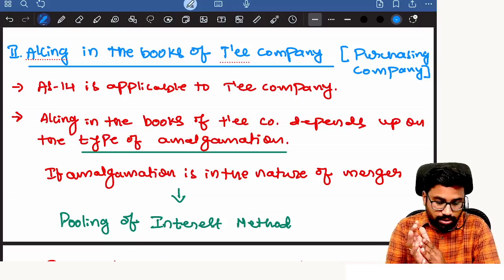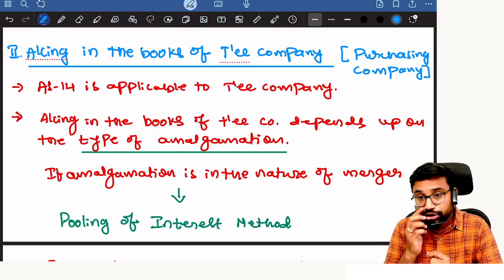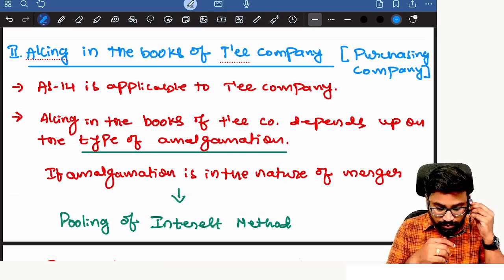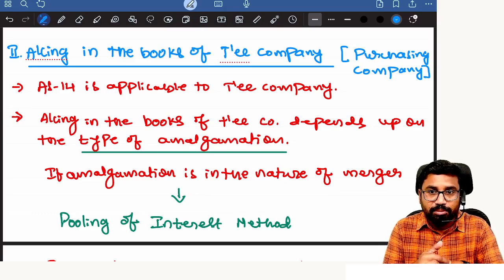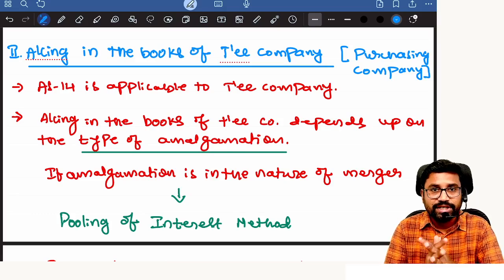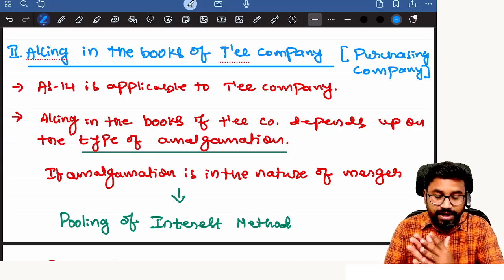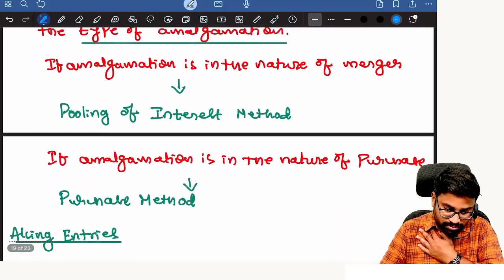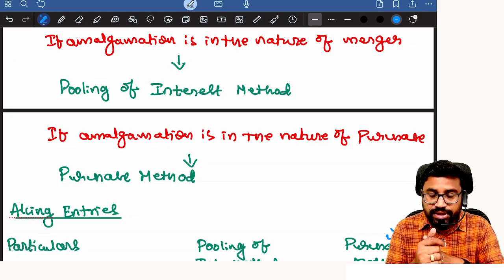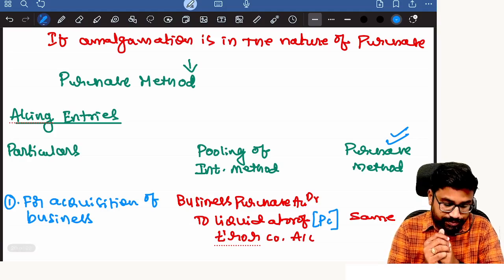So in the last class we have completed accounting in the books of transferee company. So we have completed the entire theory part relating to amalgamation, transferor books as well as transferee books. Now in the books of transferee, AS 14 is applicable and accounting treatment depends upon the type of amalgamation. If amalgamation is in the nature of merger, we need to follow pooling of interest method. If amalgamation is in the nature of purchase, we need to follow purchase method.